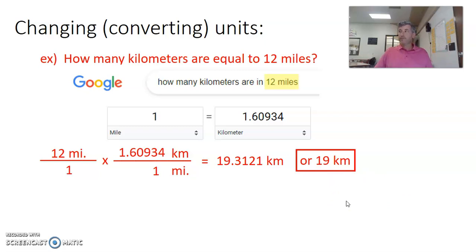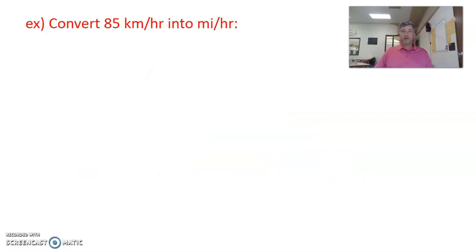All right, let's try one more. Let's try converting 85 kilometers per hour into miles per hour. Now this one is a little bit more complex because it's a compound unit, kilometers per hour and then miles per hour. But we only have to convert one of those things. We don't have to convert the hours because we want it to be hours in the end. So all we're really changing is kilometers to miles, which we just did the opposite of in the last problem.